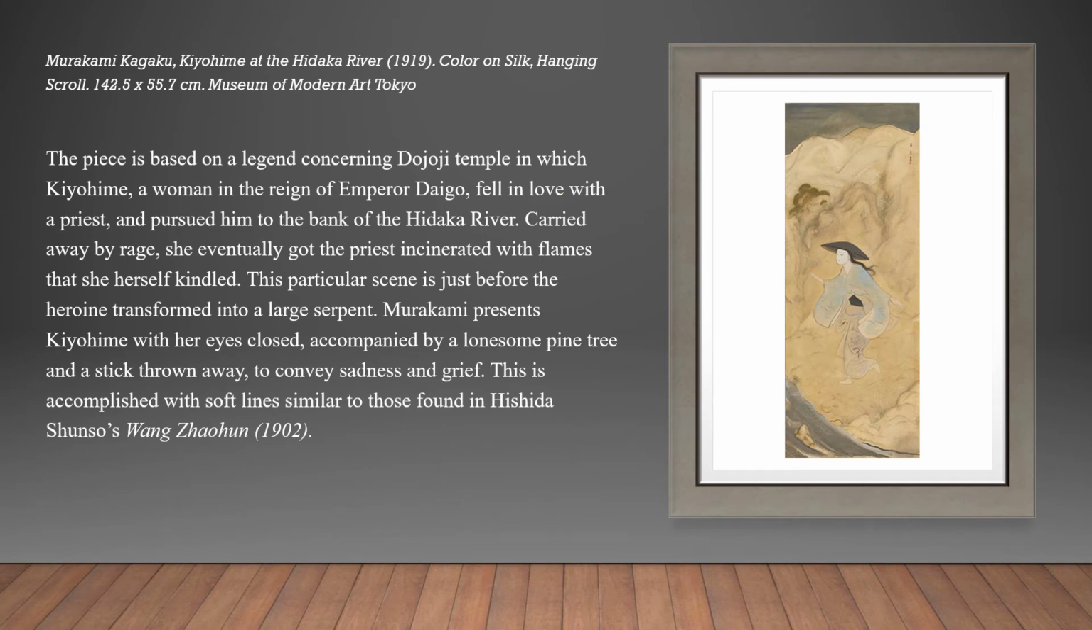Kiyohime at the Hidaka River was painted by Murakami Gakaku in 1919. It is a color on silk hanging scroll. The piece is based on a legend concerning Dojoji Temple in which Kiyohime, a woman in the reign of Emperor Daigo, fell in love with a priest and pursued him to the bank of the Hidaka River. Carried away by rage, she eventually got the priest incinerated with flames that she herself kindled. This particular scene is just before the heroine transforms into a large serpent.